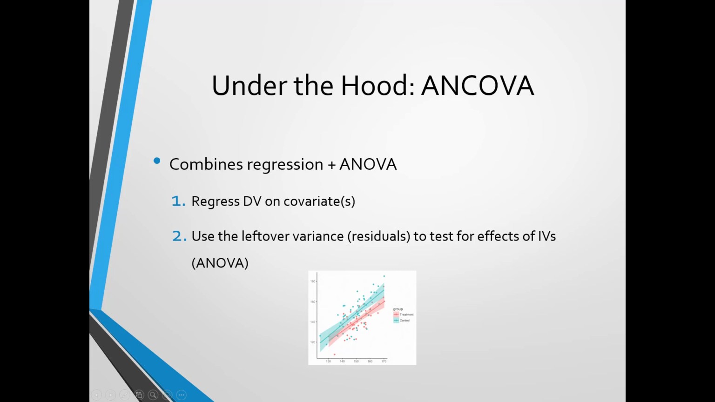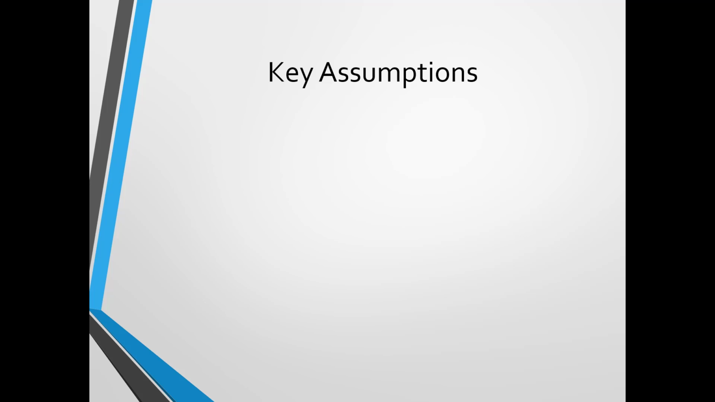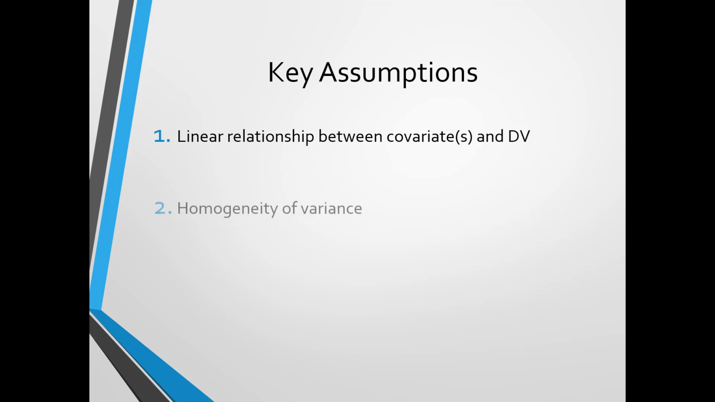And so that's what RStudio is doing under the hood when you run an ANCOVA. Now let's take a look at some key assumptions that are required and assumed when you run an ANCOVA. First of all, there's a linear relationship between covariates and DV. For example, covariates do not have a curvilinear or quadratic relationship. It is a linear relationship. And this you can check using the plot function with a scatter plot if you like.